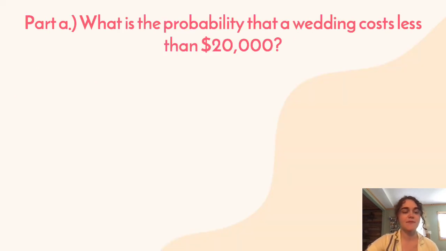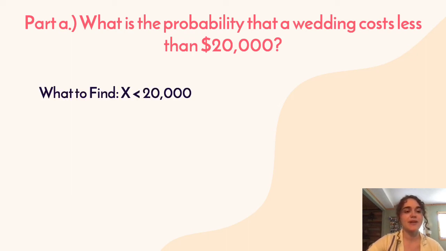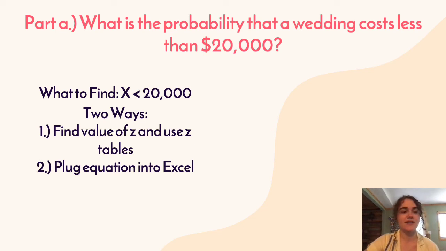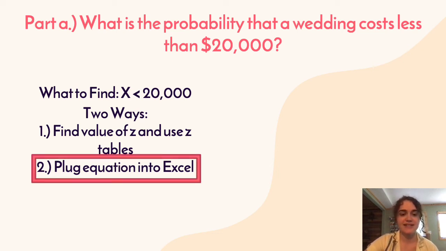Part A asks, what is the probability that a wedding costs less than $20,000? So what we need to find is everywhere on a normal distribution curve where x is less than 20,000. There are two ways to do this. Find the value of z and use the z tables, or plug the equation into Excel. I prefer to use the Excel version because it is faster and more condensed.